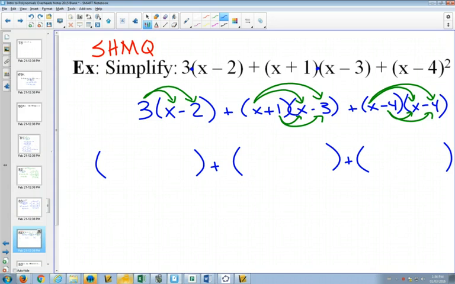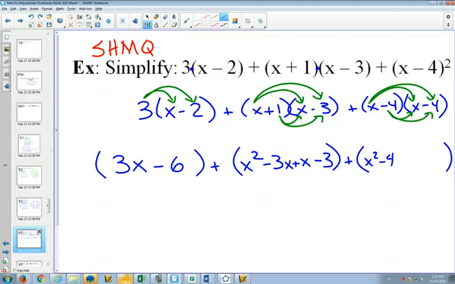When we multiply 3 times x minus 2, 3 times x is 3x. 3 times minus 2 will be minus 6. X times x here will be x squared minus 3x plus x. 1 times minus 3 will be minus 3. And here, x times x is x squared minus 4x minus 4x, and positive 16 because negative 4 times negative 4 is 16. So we have, in the first bracket, 3x minus 6.